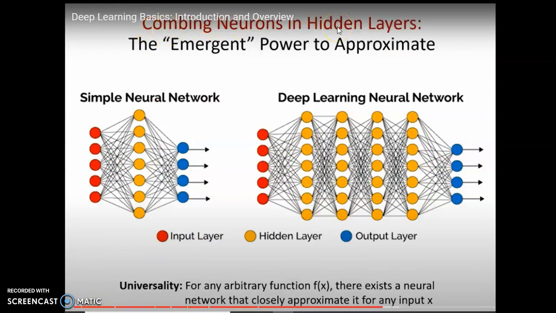Combining neurons in hidden layers, the emergent power to approximate: a simple neural network. This is the input layer, this is the hidden layer, this is the output layer. These four layers are hidden layers, and this is the output layer.